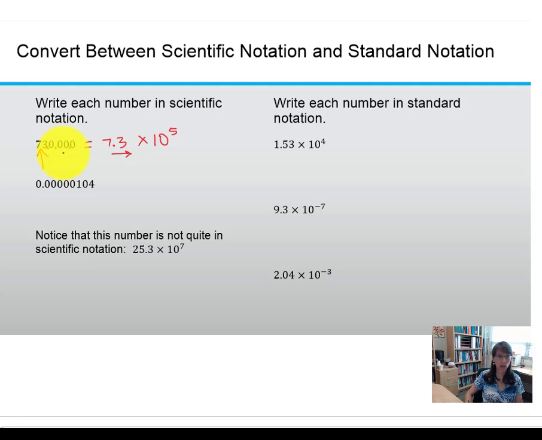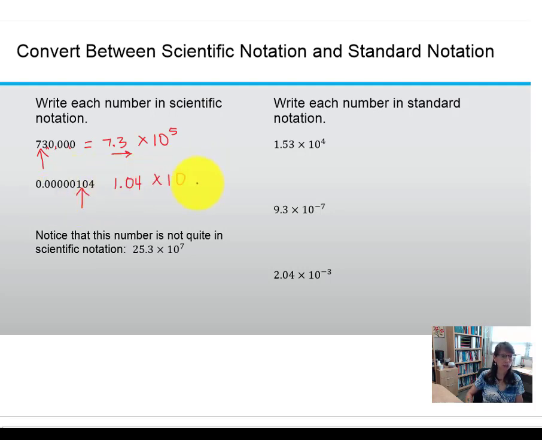we will get back to the original standard notation. Now our next number is a number that's much smaller than 1. It is a decimal number. So right here in between the 1 and the 0 is where the decimal should be placed to make that a number between 1 and 10. 1.04. That is a number between 1 and 10. That will be multiplied by 10 raised to some power.